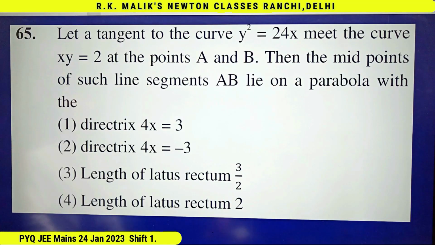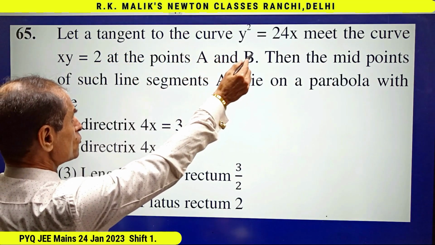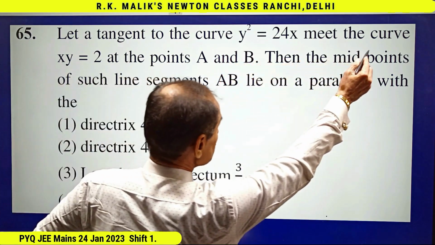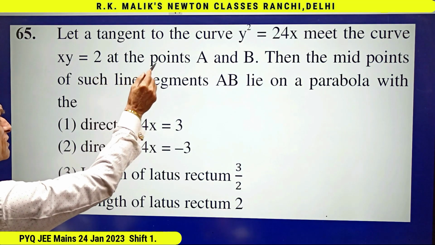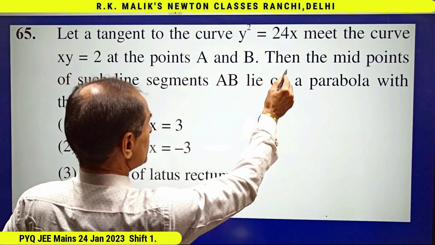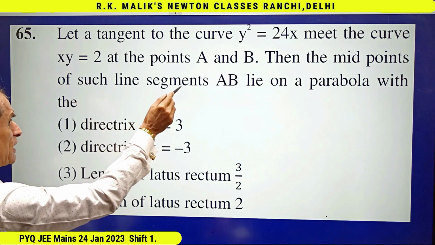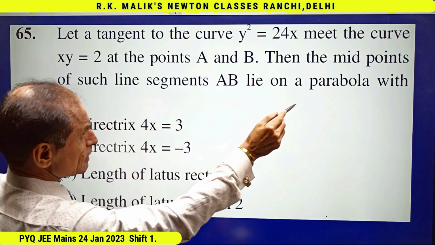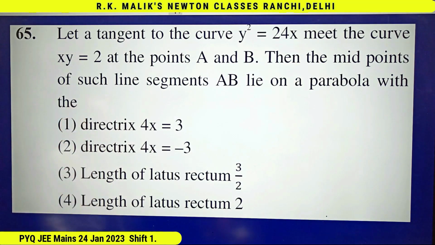In this question, it is given that a tangent to the curve y square equal to 24x meets the curve xy equal to 2 at the points A and B, then the midpoints of such line segments AB lie on a parabola with the... you have to find the correct choice.